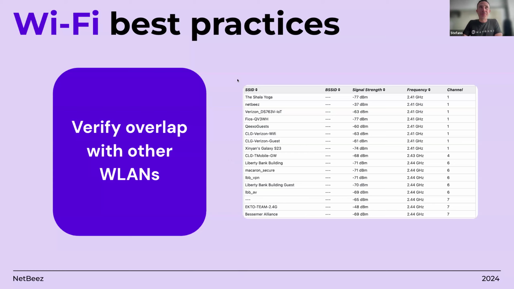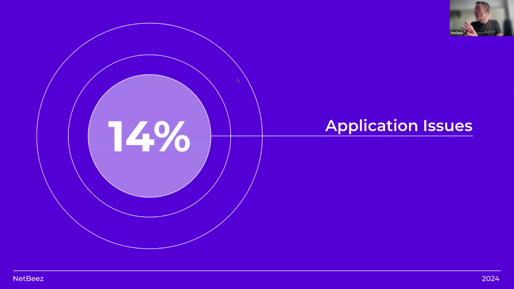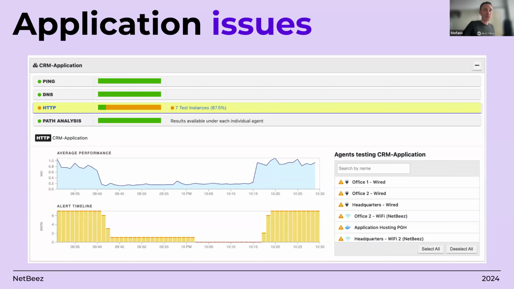All right, so before I close the webinar, as we covered the main topics, which are ISP and Wi-Fi performance issues, there is one small topic that I want to talk about: application issues, which still account for 14% of the tickets that IT has to deal with. And I want to show you a very simple way that NetBeez handles application monitoring. And it's based on the power of distributed network monitoring.